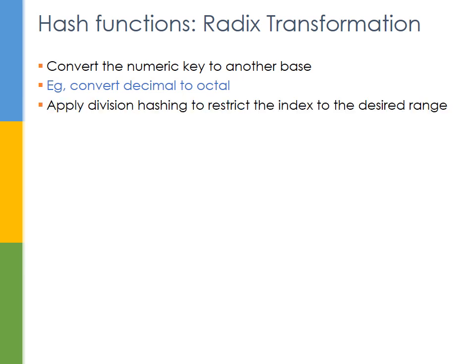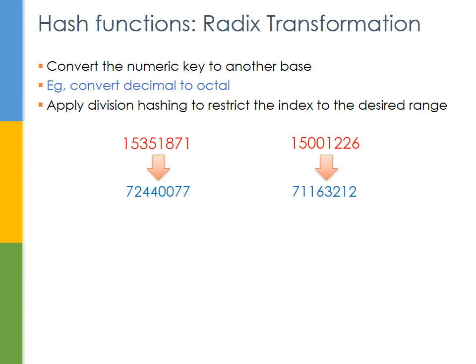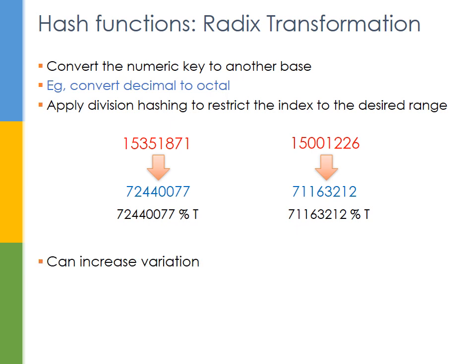After you've converted your number from one base to another, you can simply apply division hashing to squash the number to the appropriate range. So again, student numbers are obviously decimal. I can convert them to octal, and this is how they would look in the base 8 numerical system. I can then apply my prime number, my table size, as a modulus operation just to squeeze this into the appropriate range. And this can increase variation, although in my opinion, irregular transformations are a bit of a debatable topic.